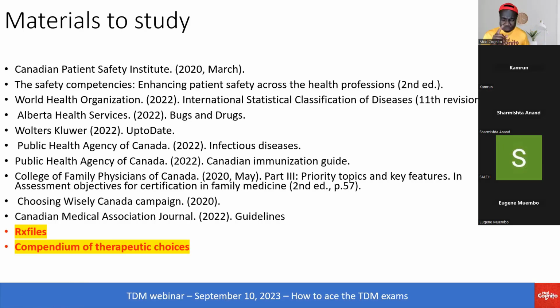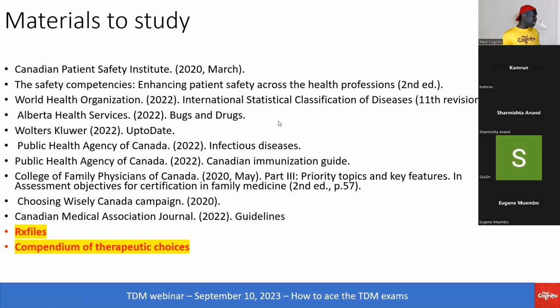Now, what resources should you use? So we have a book from the Canadian Patient Safety Institute. We also have another very important book. It's called The Safety Competencies: Enhancing Patient Safety Across the Health Profession. This is also a very important book. And then we also have a World Health Organization book. It's called International Statistical Classification of Diseases.